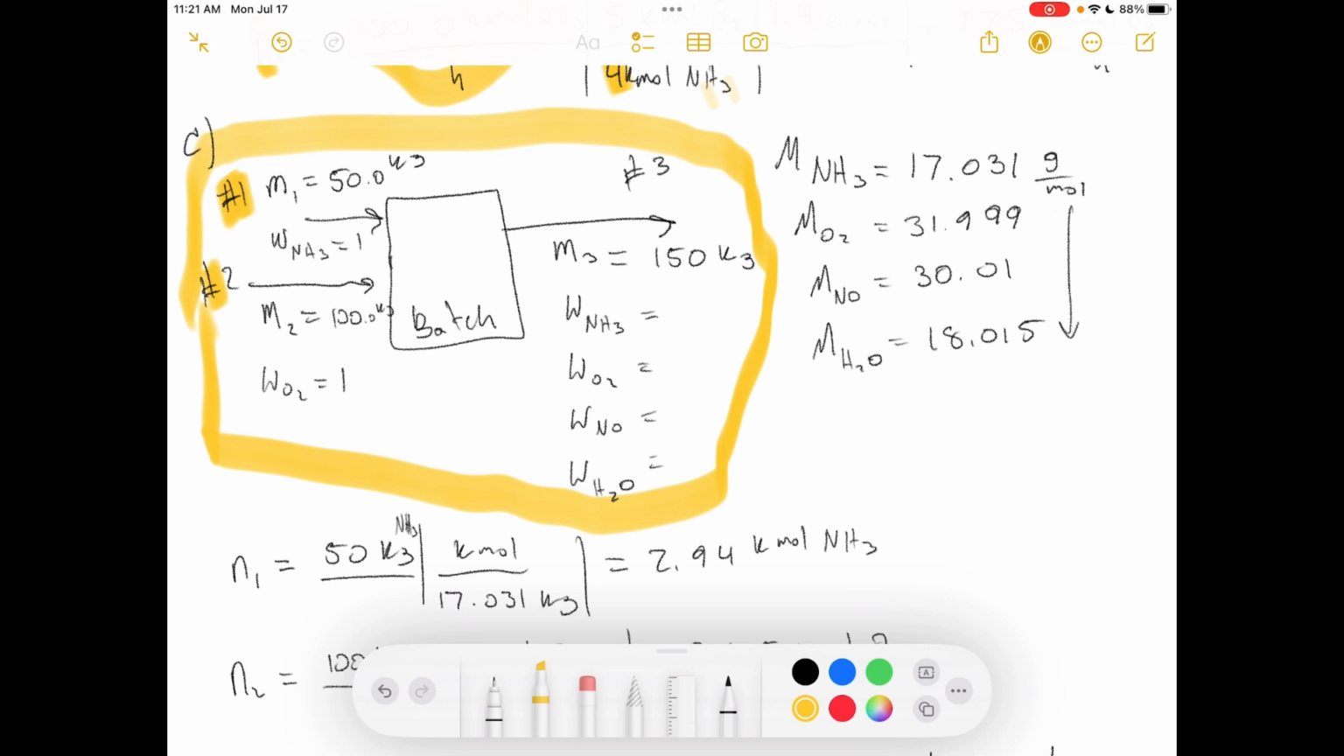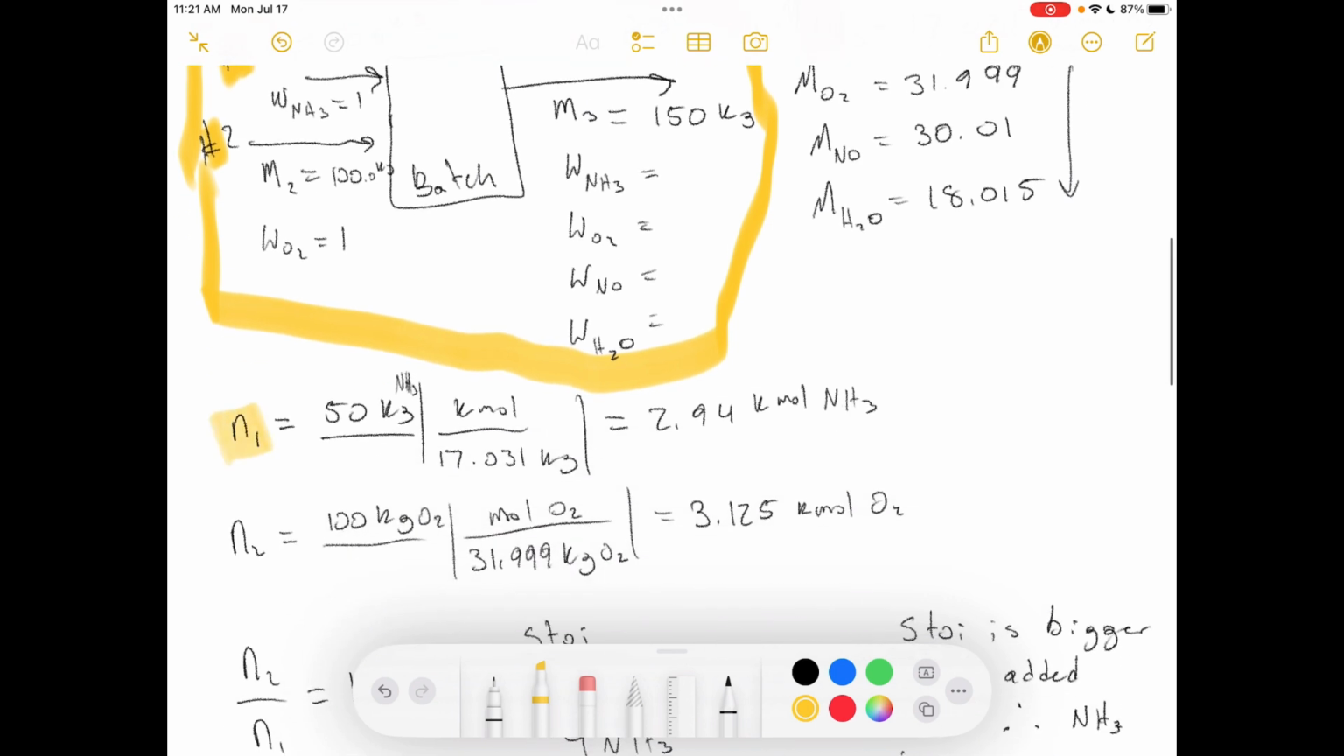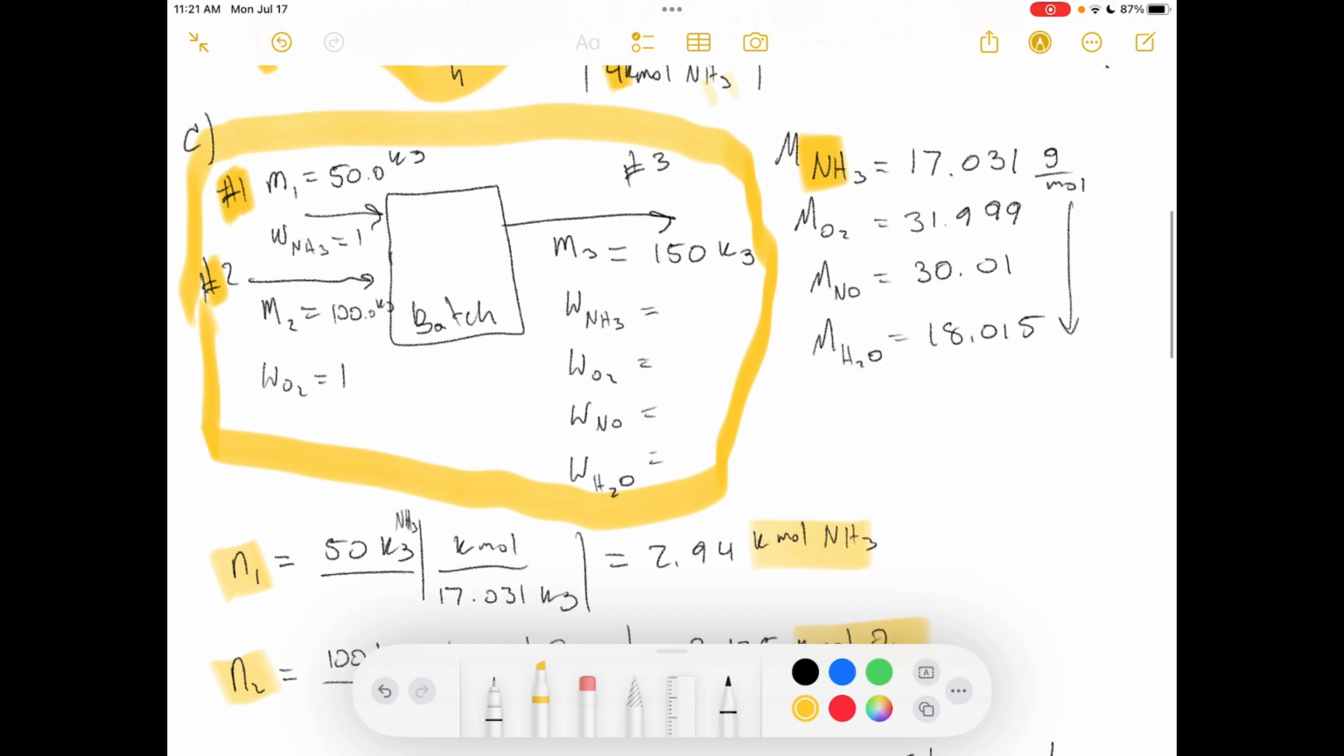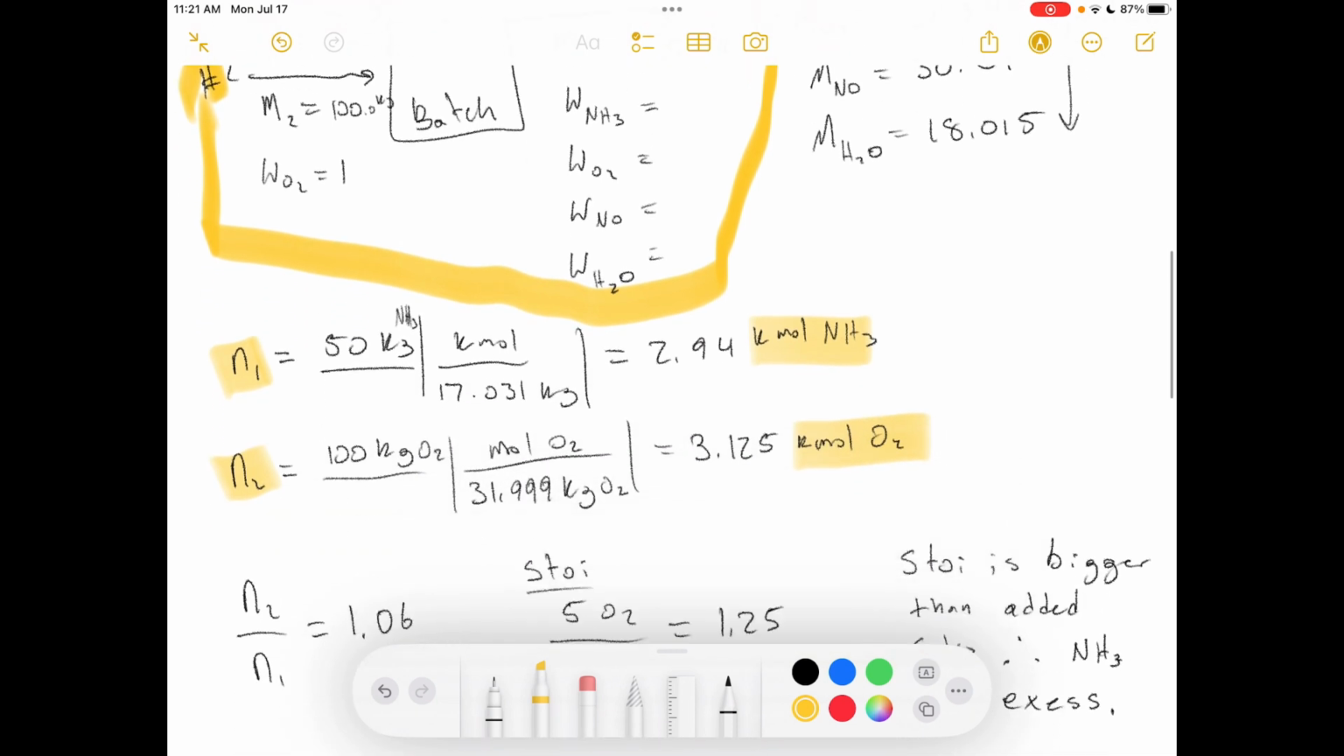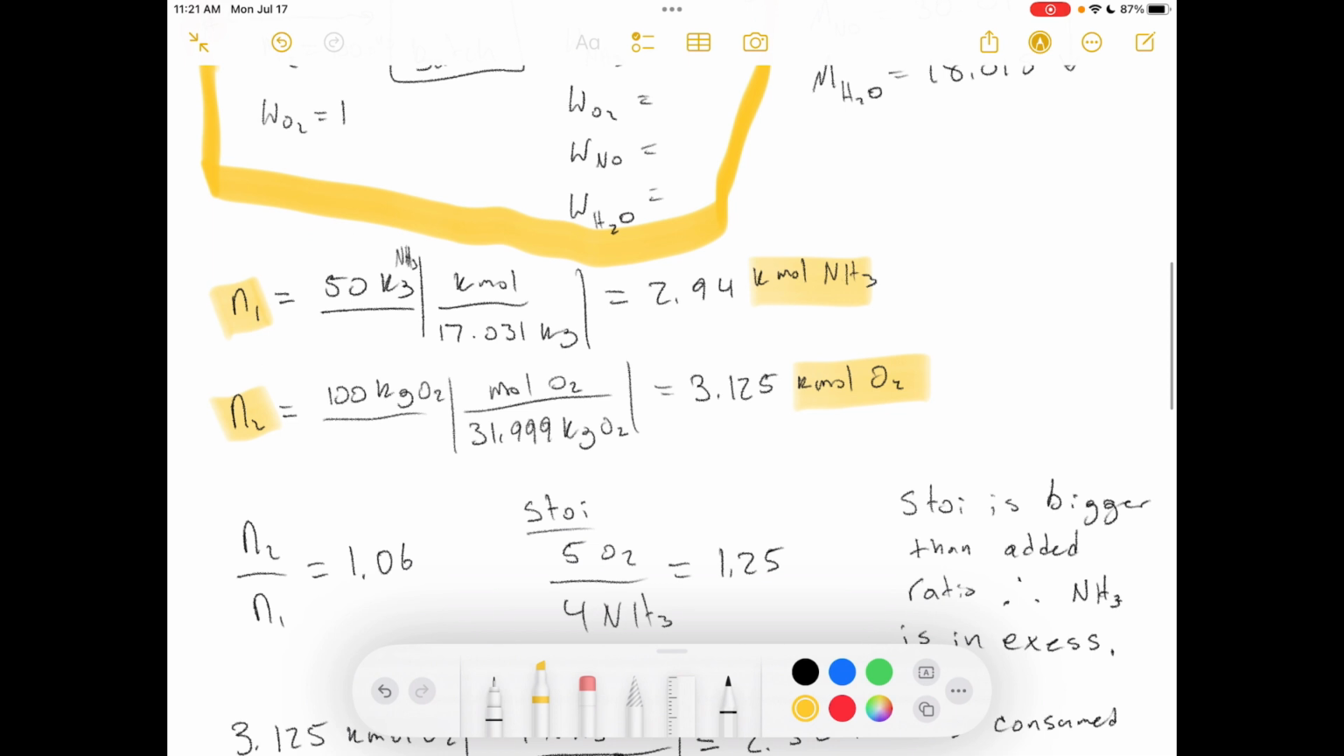But we don't know which one's in excess because it's in mass, and we need to convert this into moles if we want to work with stoichiometry and reactions. Whenever you have a reaction, you have to work in moles, you can't work in mass. So we have to convert everything into moles first. We'll convert these two flow rates into moles. That's the first thing we do. Now we can determine if it's in its stoichiometric ratio, and if it's not, which one is the limiting reactant.